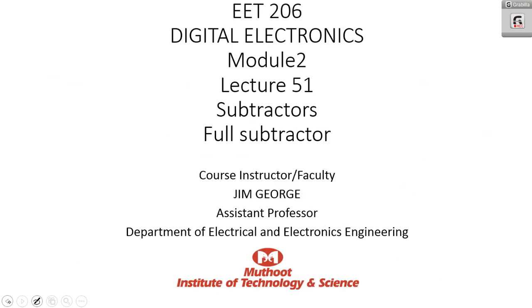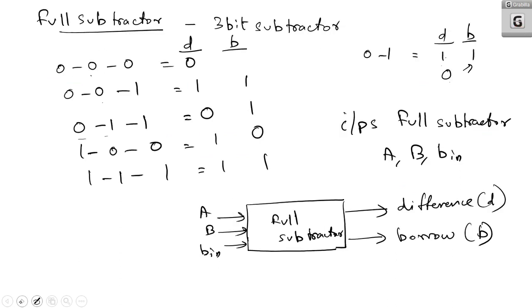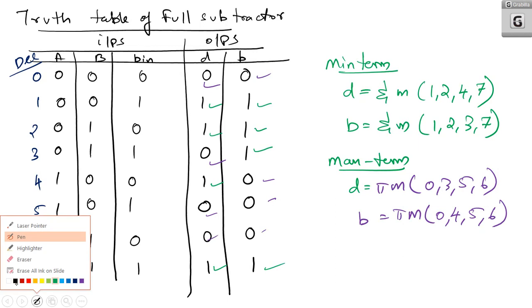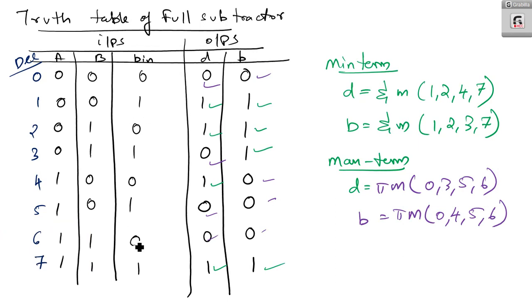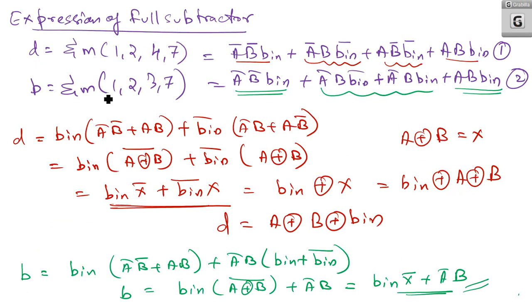To recap, what is a full subtractor? It is basically a 3-bit subtractor. It has 3 inputs, A, B and borrow in, and the outputs are difference and borrow. The truth table is formed and the corresponding minterm and maxterm expressions are derived. From there the expressions of the full subtractor are derived, where difference is A XOR B XOR B in, and borrow is B in H bar or A bar B, where H is equal to A XOR B.